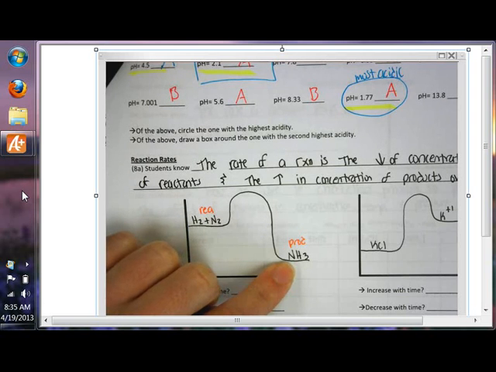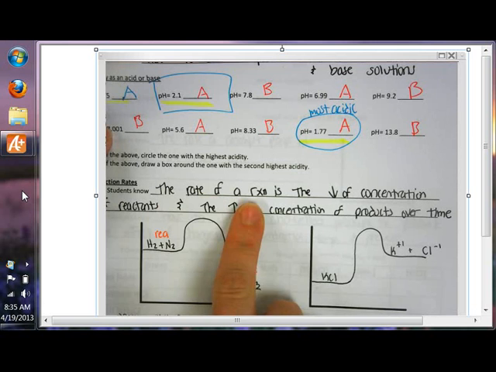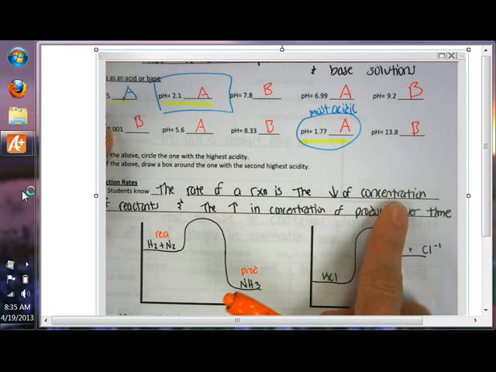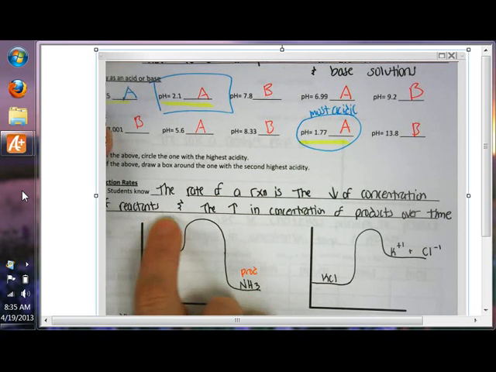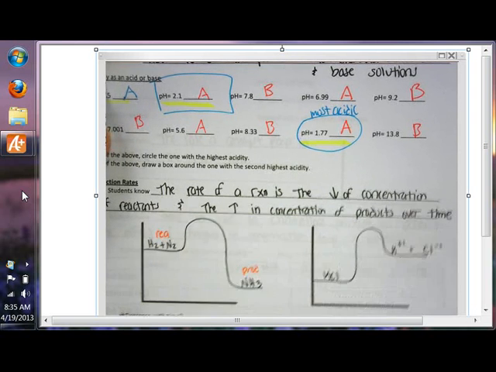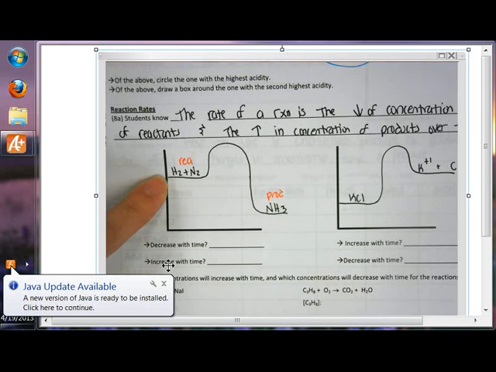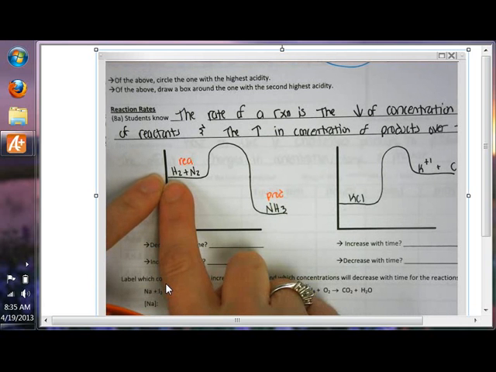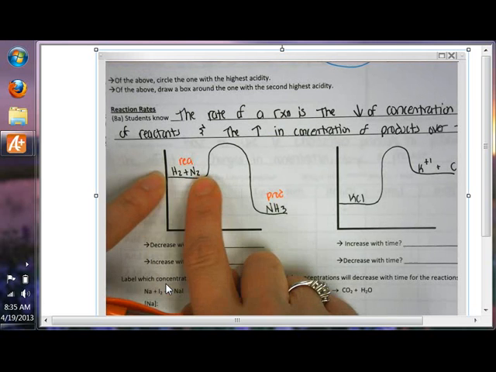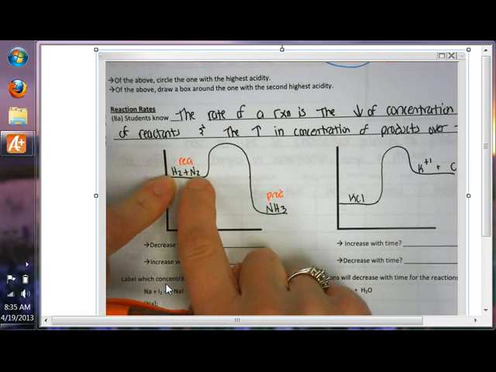Now, this standard says students know the rate of a reaction is the decrease of concentration of reactants and the increase in concentration of products over time. So, when you have a reaction, and I said I would update that and I didn't, so remind me to give you a point. So when you have a chemical reaction, you have your reactants, and these guys are going to stop being H2 and N2, and they're going to start making NH3.